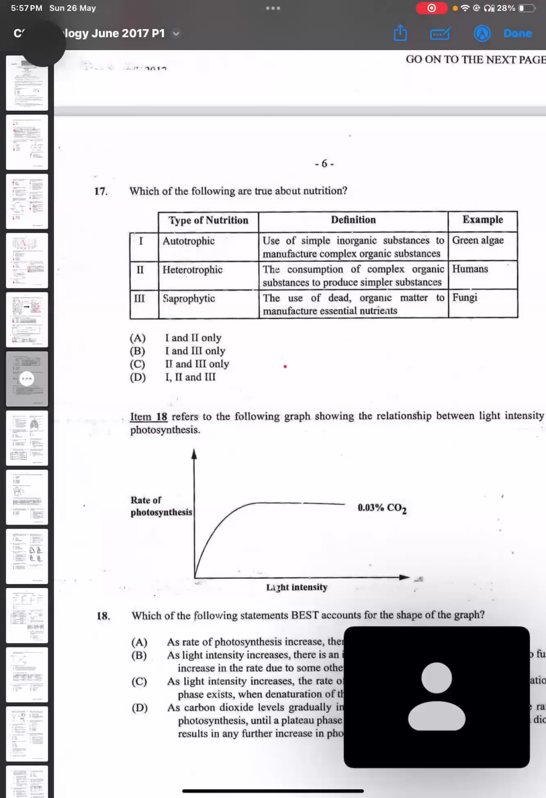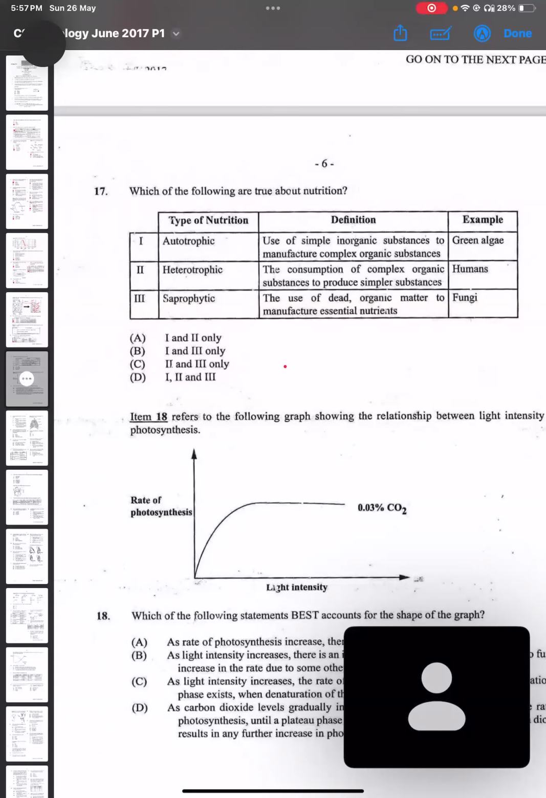Question 17 is asking you to define the different types of nutrition, and one of them has an example for it as well. For autotrophic, we know that it uses simple inorganic substances to manufacture organic substances, and an example is green algae. That is true. The inorganic substances it's talking about are H2O and CO2. Those are inorganic substances, and it uses them to make glucose, which is an organic substance.